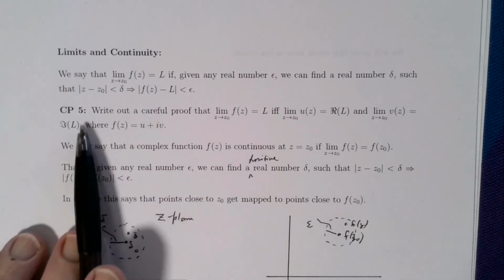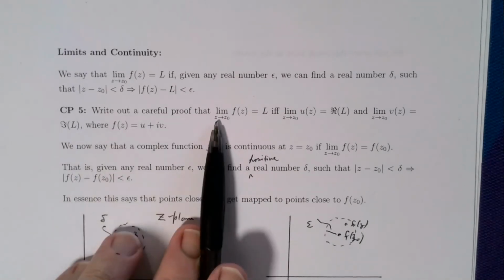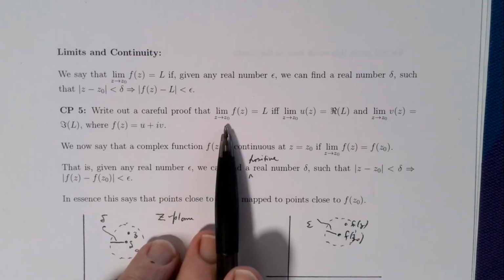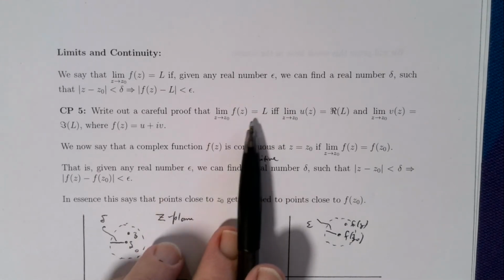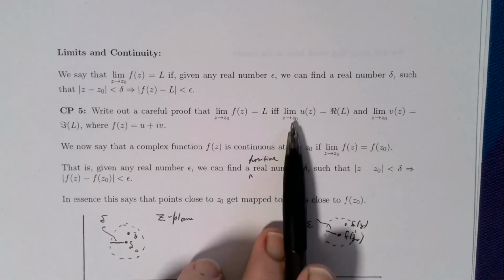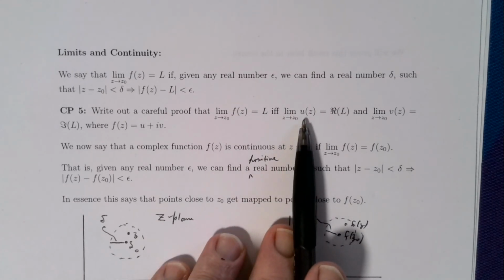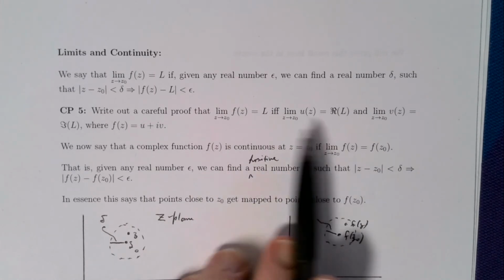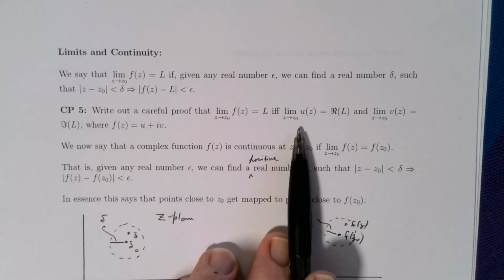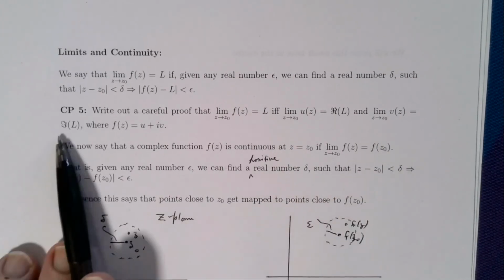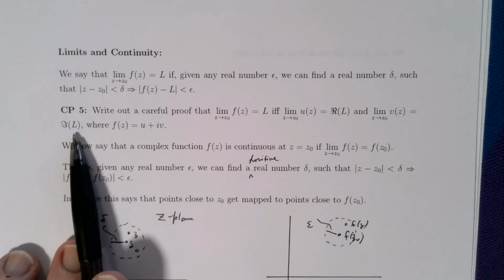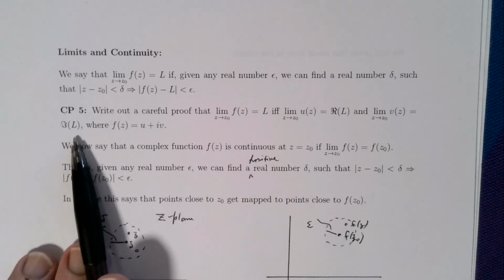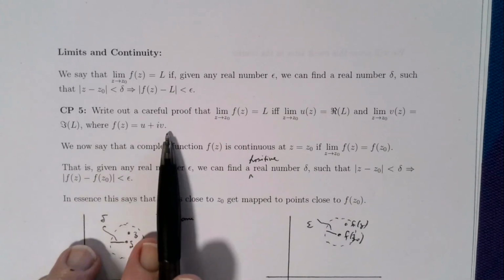So a little challenge problem here. Write out a careful proof that the limit as z goes to z naught of f of z is L if and only if the real part of f goes to the real part of L as z goes to z naught, and the imaginary part of f goes to the imaginary part of L as z goes to z naught, where f of z is u plus iv.